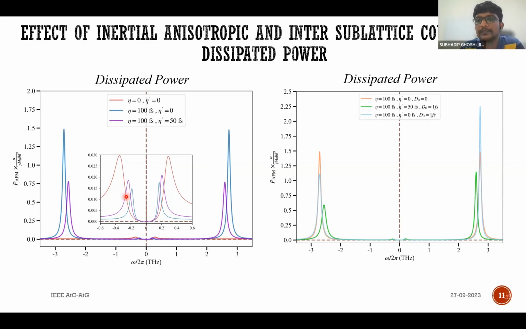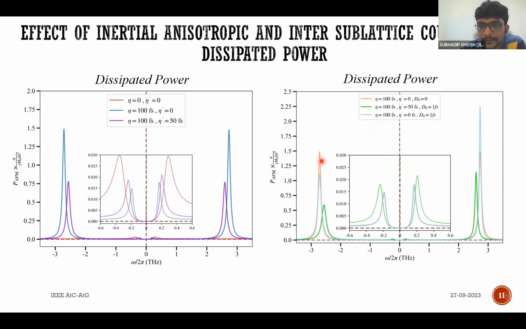Another result includes the anisotropy of the system, which is marked as D0. So when there is no D0, you can find the nutation peaks here. And as soon as I introduce D0, there is an effective change in the dissipated energy. But there is no serious change in precession because my D value is very small. If I increase the D value, it should show a shift in the precessional frequency also.